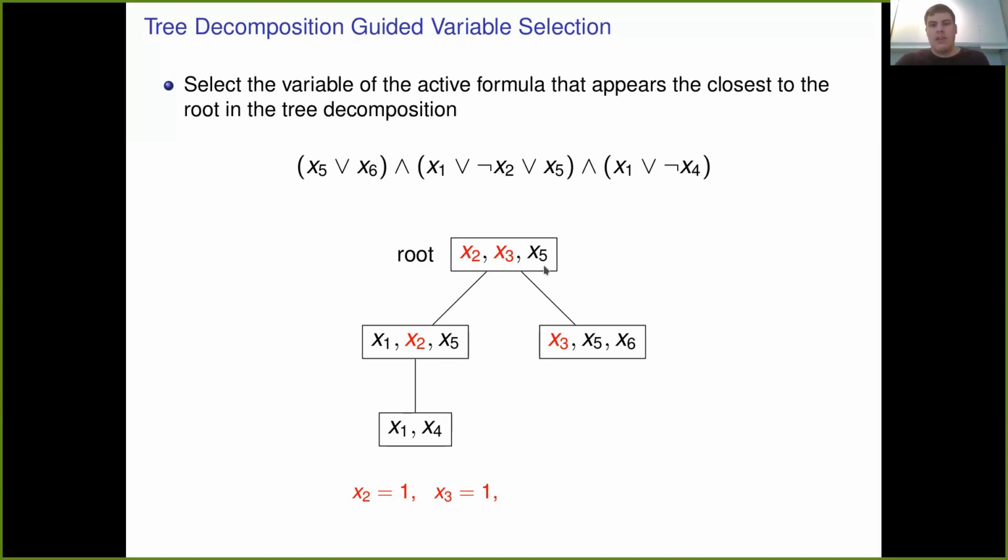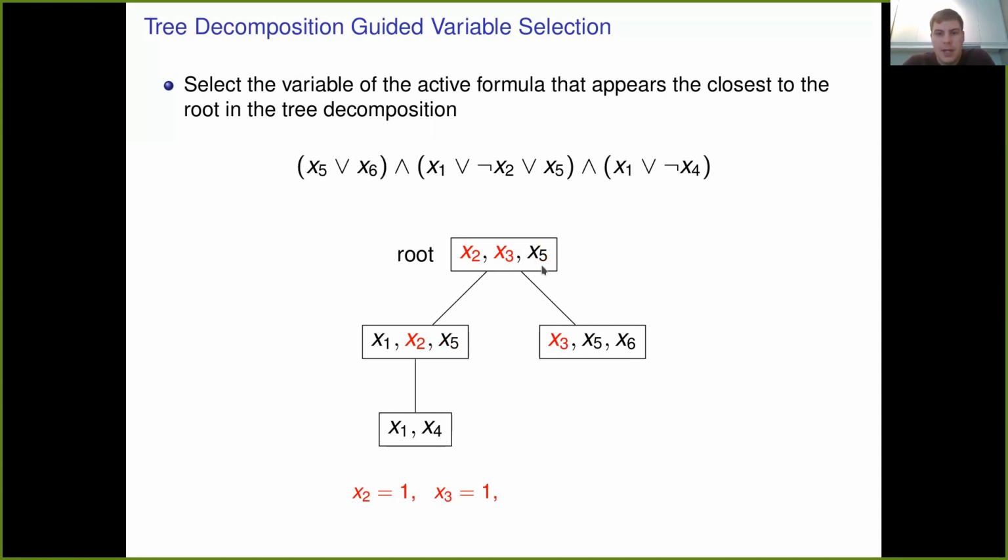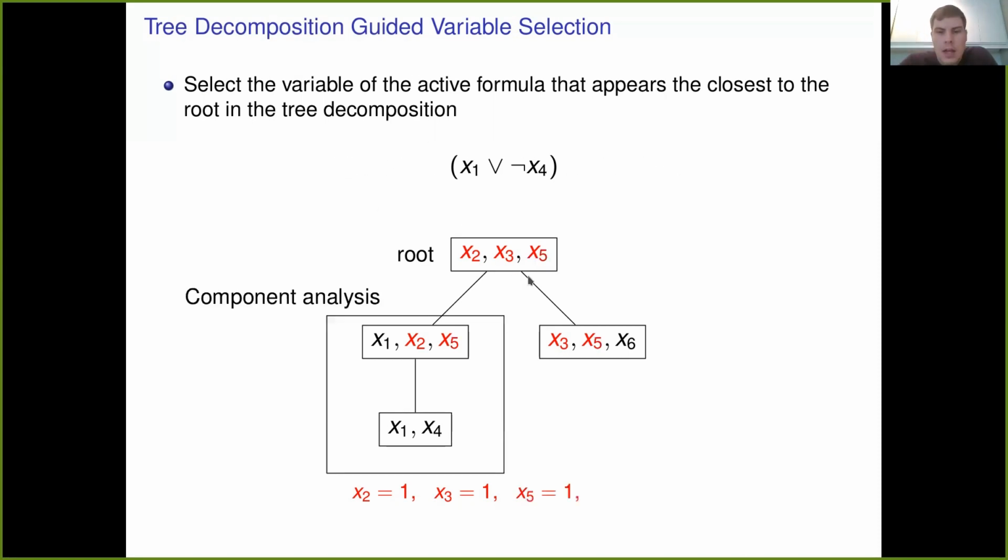And now again there's a variable in the root which we haven't branched from, so we select that. And so we branch from x5 at this point. And now, when we have branched from everything in this root, this formula becomes disconnected. And in Sharpshot, it's already implemented that there's a component analysis. So Sharpshot breaks solving this into two different subproblems. So one component with x1 and x4, and another component with x6.